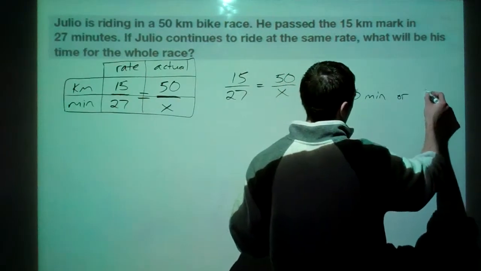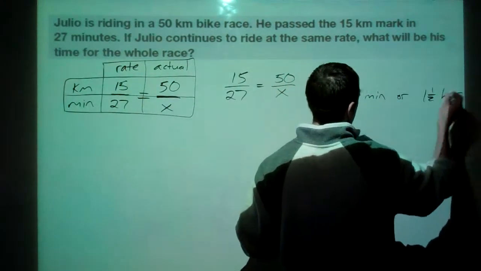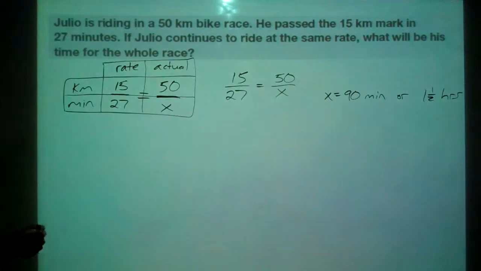Or 1.5 hours. Okay? Now, I'm going to get the unit rate and see if that makes sense. Let's do kilometers per minute. So 15 divided by 27. And then we're going to multiply that times 50. No, that's not right. We want minutes per kilometer. That makes more sense. I did it backwards the first time.